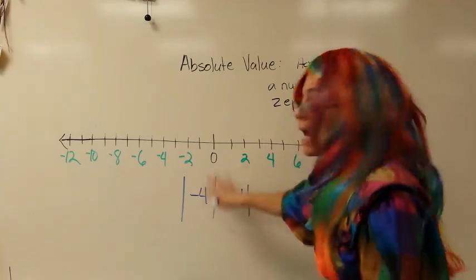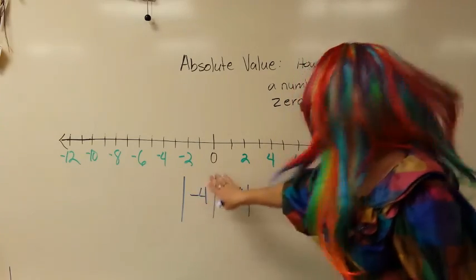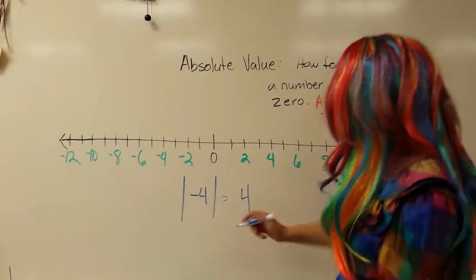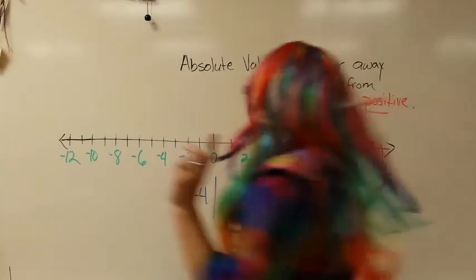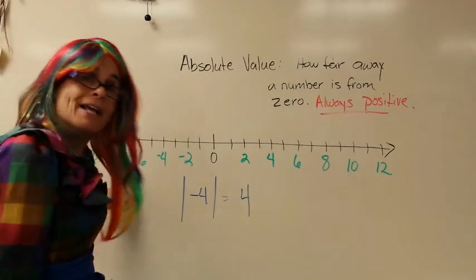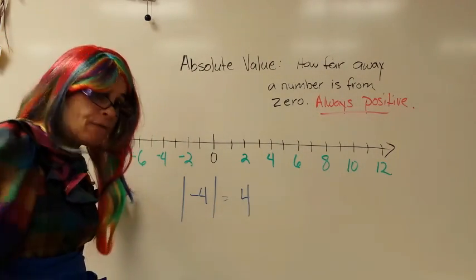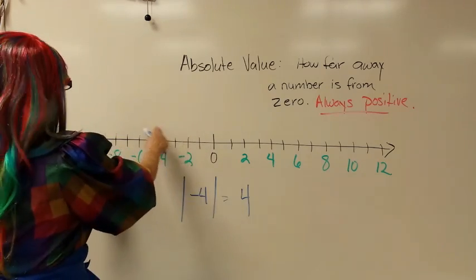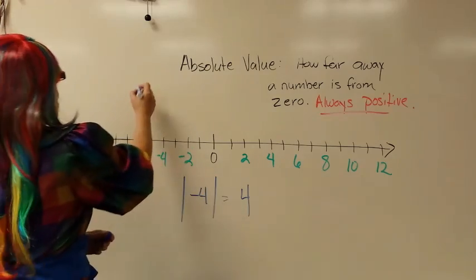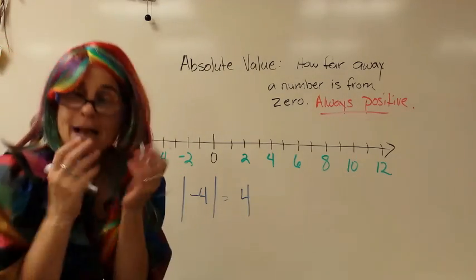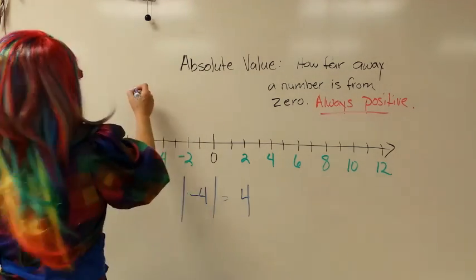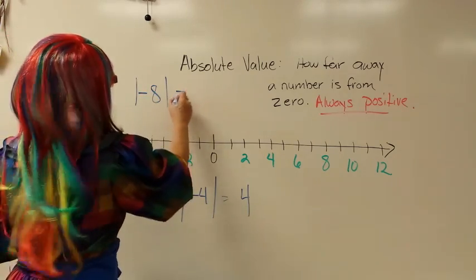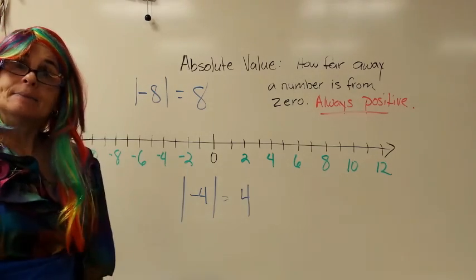You might think of this as like a little washing machine. And whenever you see the little washing machine, it's going to wash away the negative. What's the absolute value of negative 8? How far away is it from 0? Yeah, 8. 1, 2, 3, 4, 5, 6, 7, 8. I get so excited. The absolute value of negative 8 is 8.